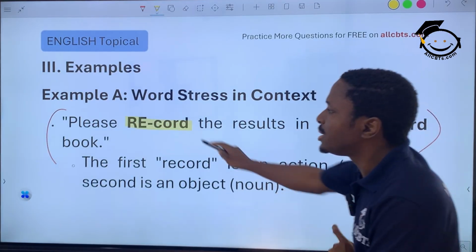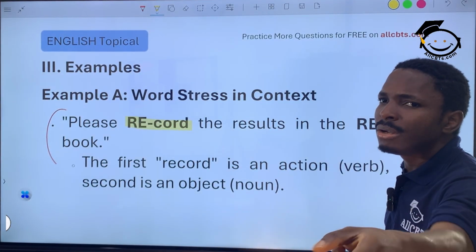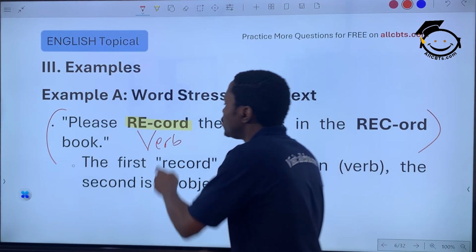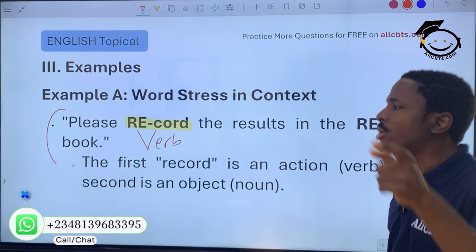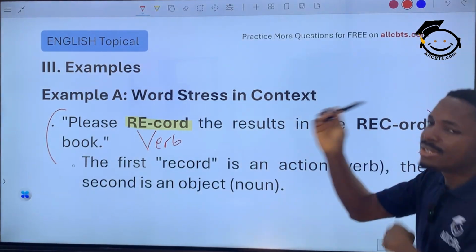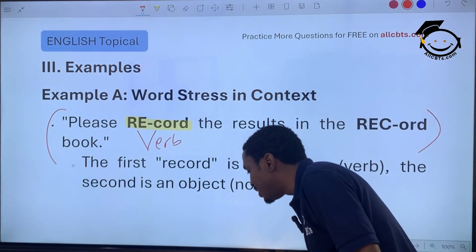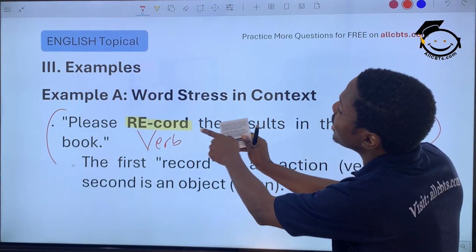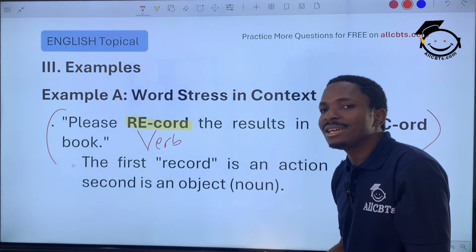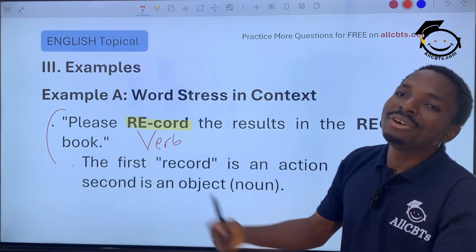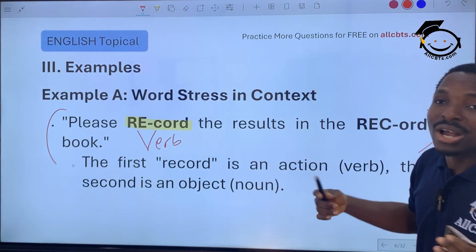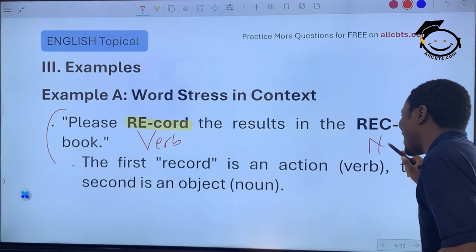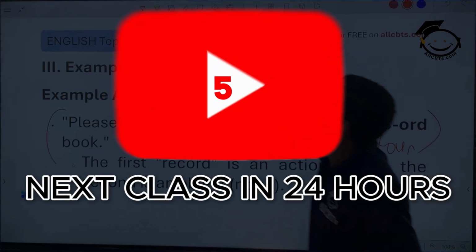Please record. This is an action. I'm telling you to take an action. So this is the usage of the verb. We use this in the verb. Please record the result in the record book. The book is called a what? Let's say this is the book. The name of the book is what? Record book. I say record the result in the record book. The name of the book is record book, and that is a noun. Are you still there? Yes, that is a noun.